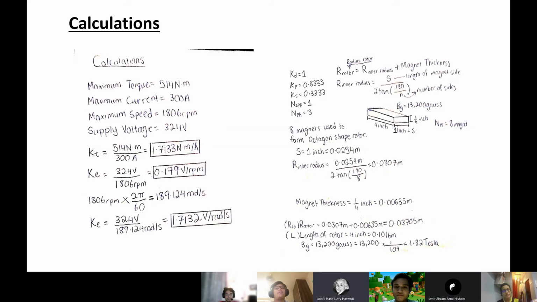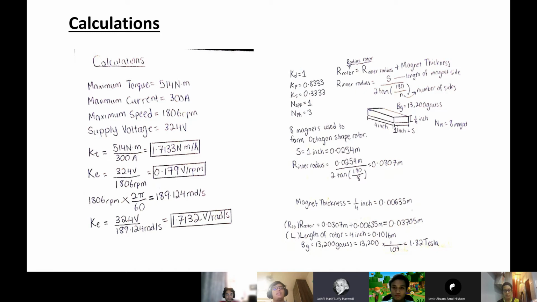My name is Luthfil Hasif, and I'll be explaining the calculation of our motor design. Given that our parameters are maximum torque 514 Nm, maximum current 300 amps, maximum speed 1806 RPM, and supply voltage 324 volts.